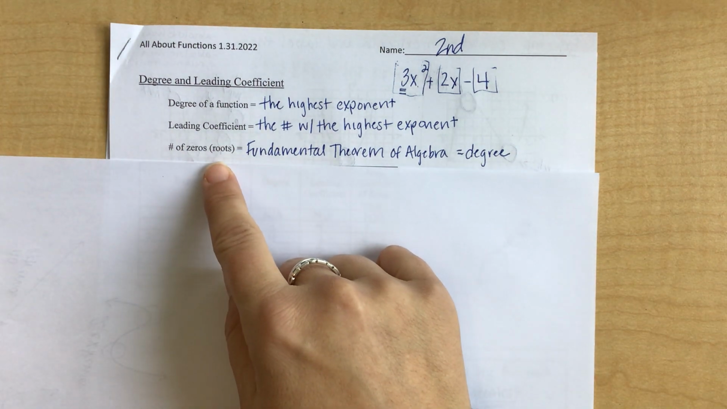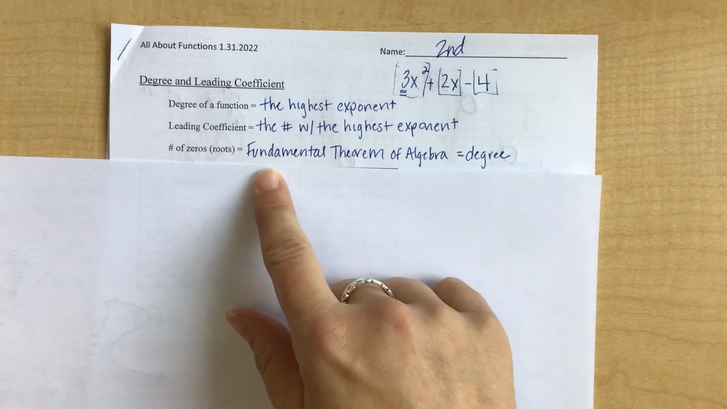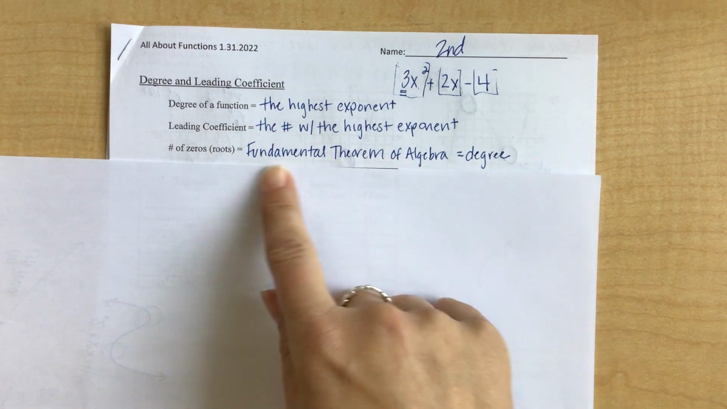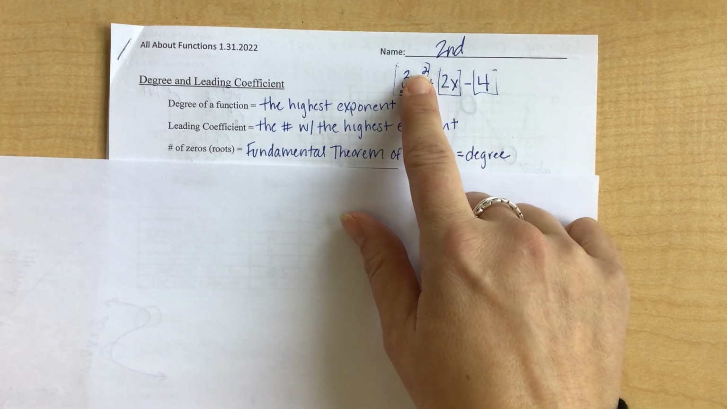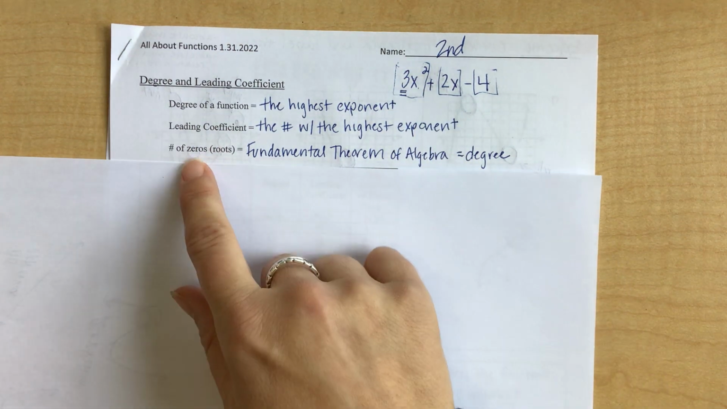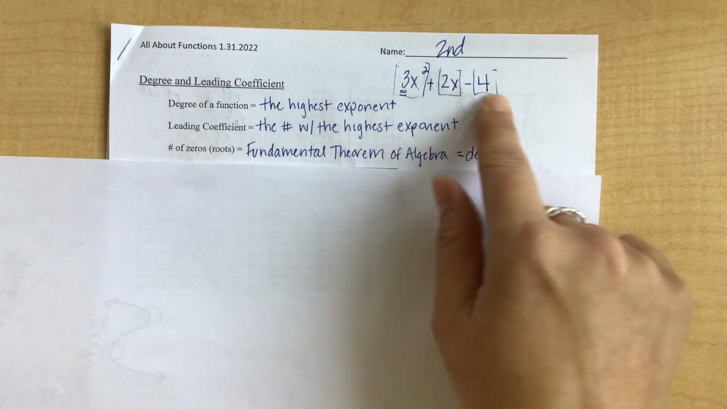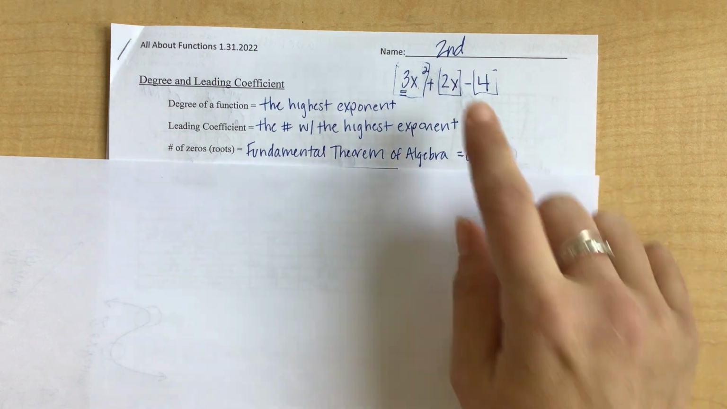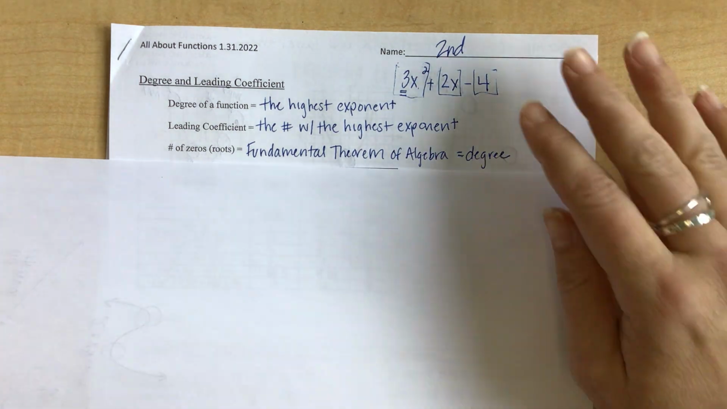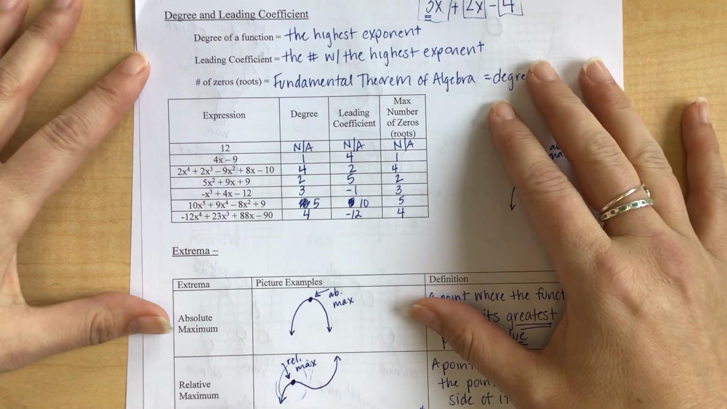And then the number of zeros goes back to the fundamental theorem of algebra. It told us that whatever the degree, or the highest exponent of the function is, that's how many zeros or solutions that problem has. Remember when we did quadratics, this is squared, so we always had 2 solutions, right? Because it's to the degree of 2. All right, so here are some examples.